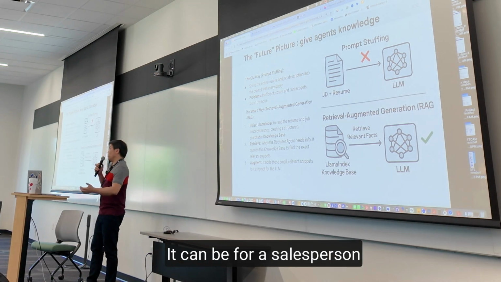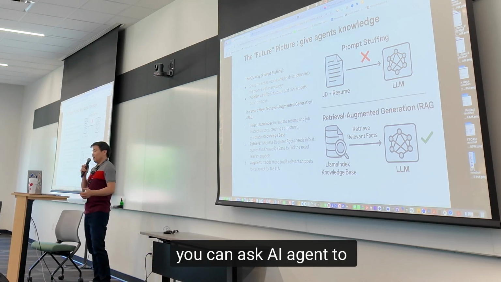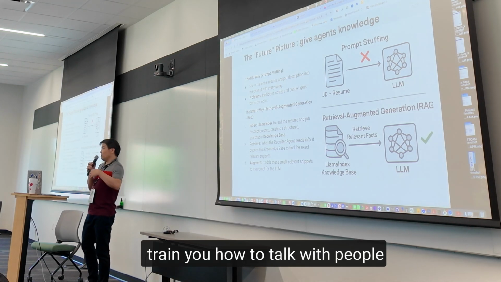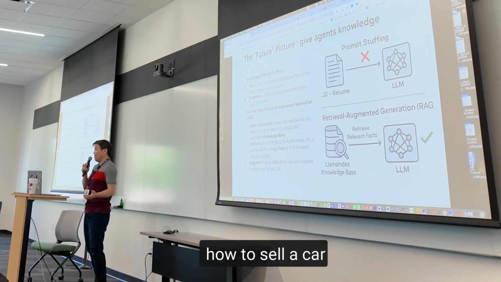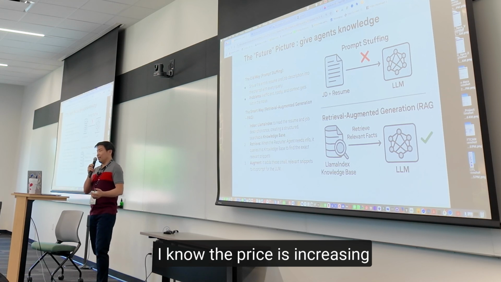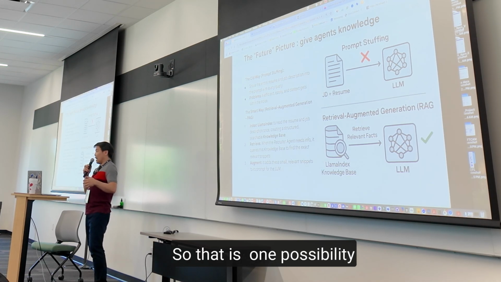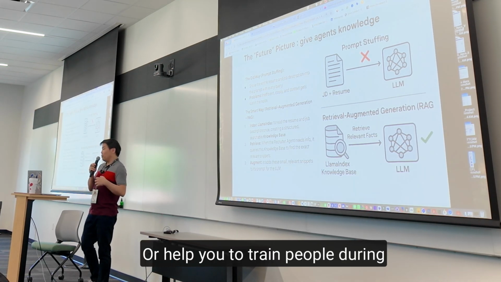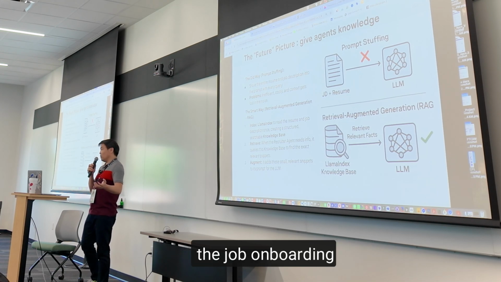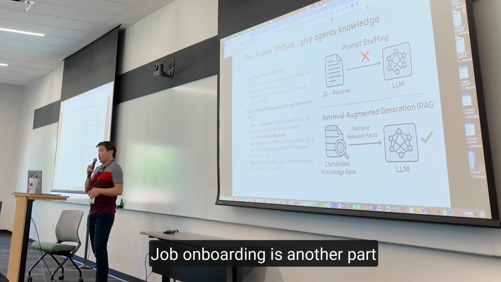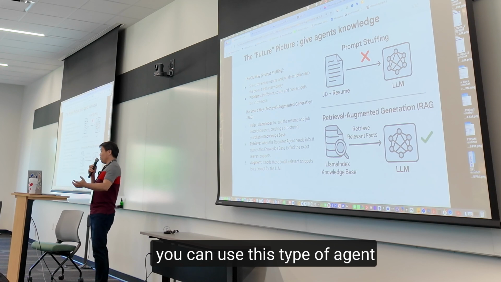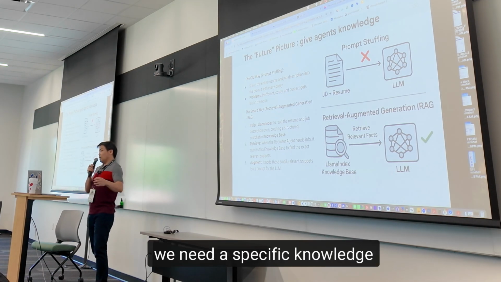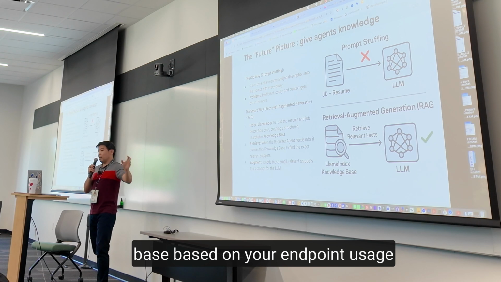It can be for a salesperson. For example, right now, you can ask an AI agent to train you how to talk with people, how to sell a car. Right now, the car market is kind of crazy. I know the price is increasing. So that is one possibility, or helping you train people during job onboarding. Job onboarding is another part. You can use this type of agent to do the work too. For that, we need a specific knowledge base based on your endpoint usage.